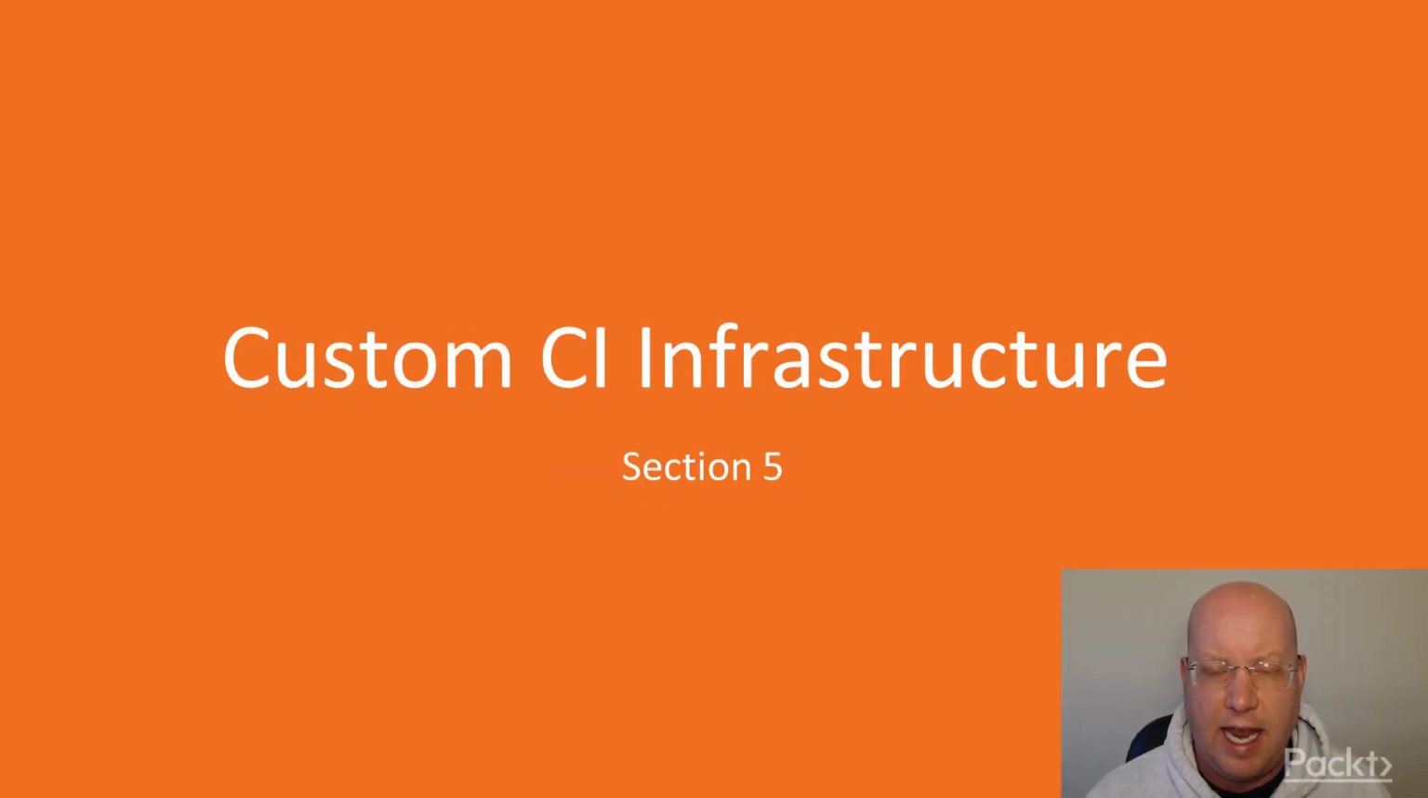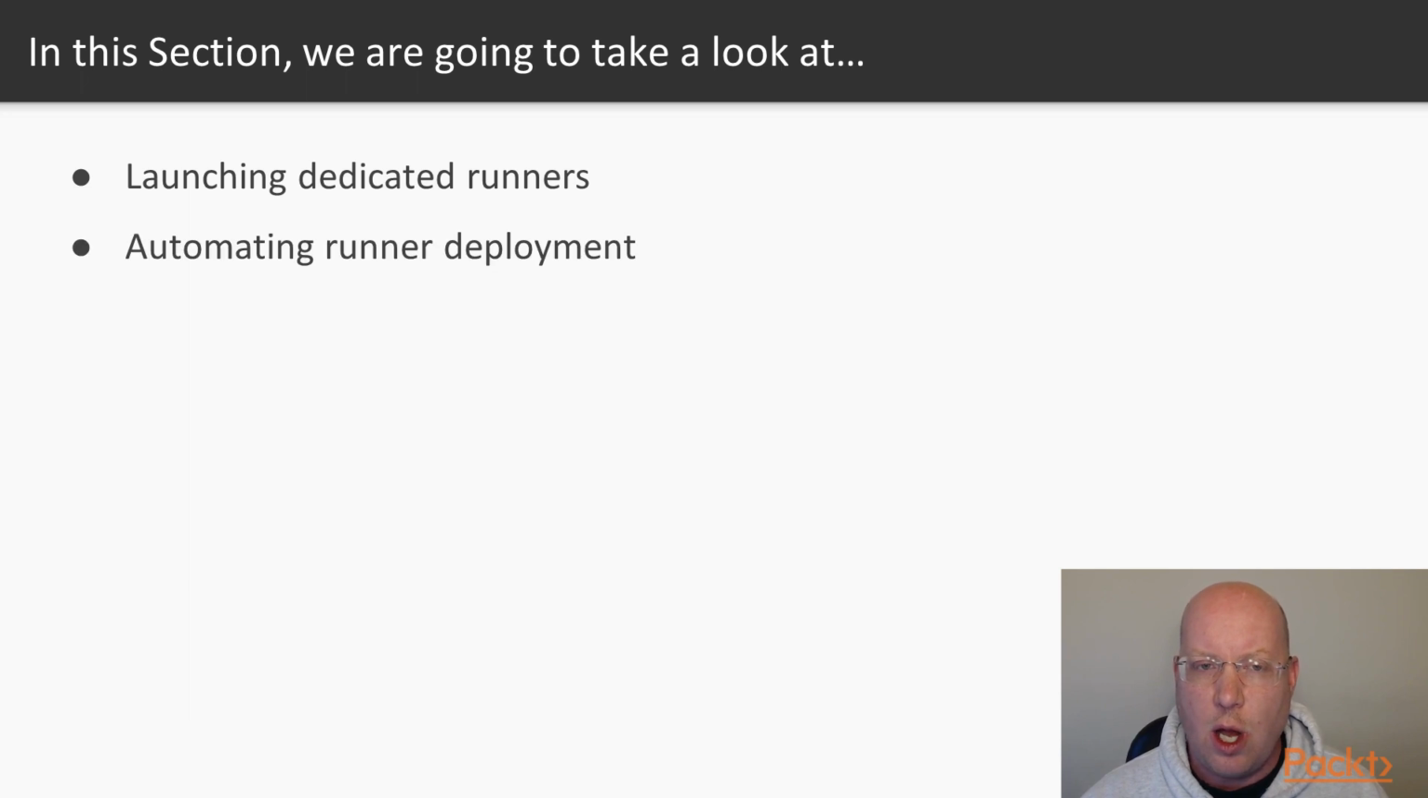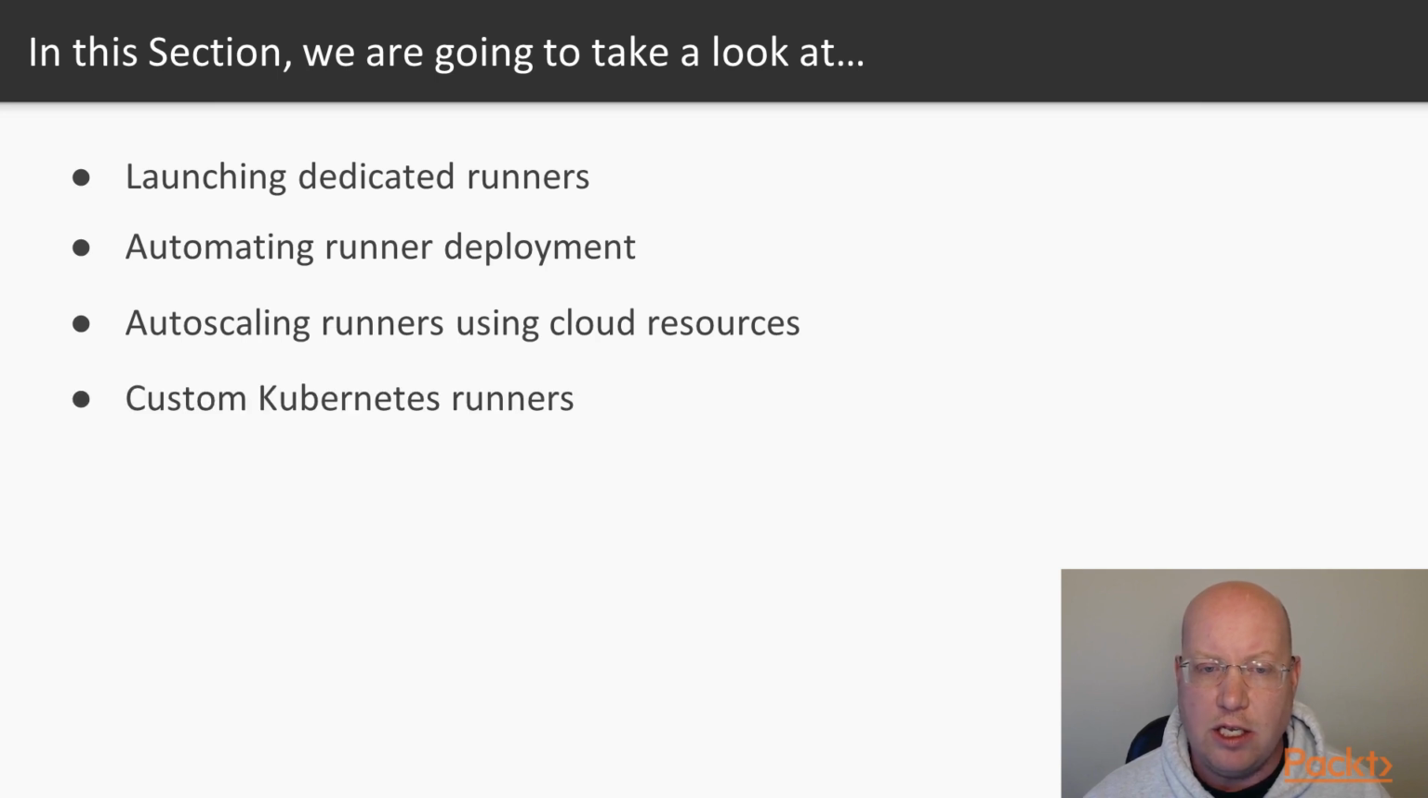Hello, this is Hands-on Auto DevOps with GitLab CI. This is Section 5, Custom CI Infrastructure. In this section, we'll look at launching dedicated runners, automating runner deployment, auto-scaling runners using cloud resources, custom Kubernetes runners, and a private GitLab server install.